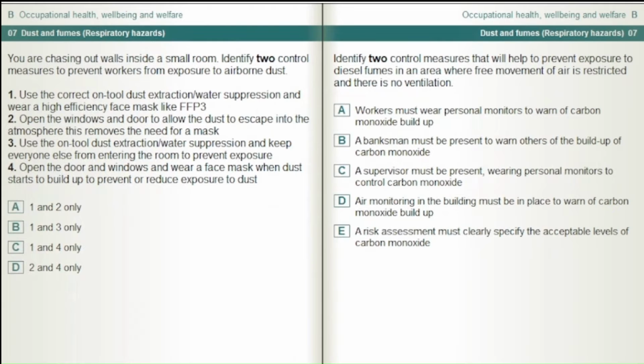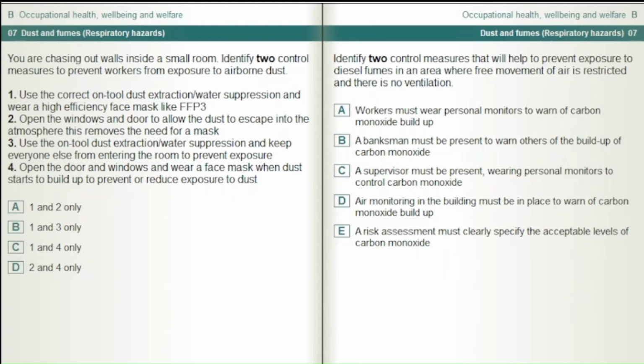You are chasing out walls inside a small room. Identify 2 control measures to prevent workers from exposure to airborne dust. 1. Use the correct on-tool dust extraction or water suppression and wear a high-efficiency face mask like FFP3. 2. Open the windows and door to allow the dust to escape into the atmosphere. This removes the need for a mask.